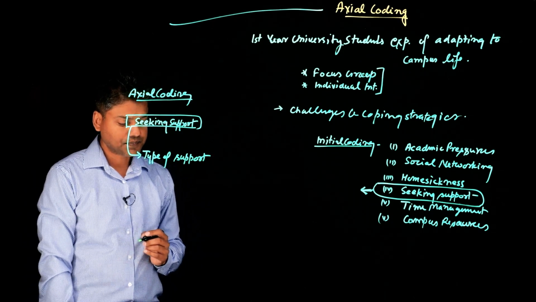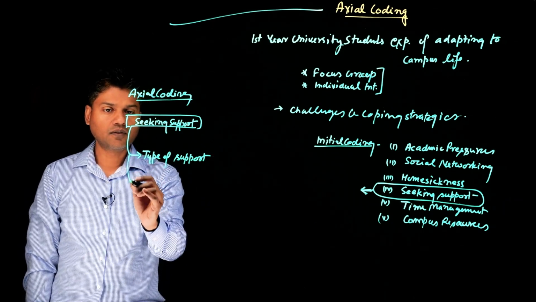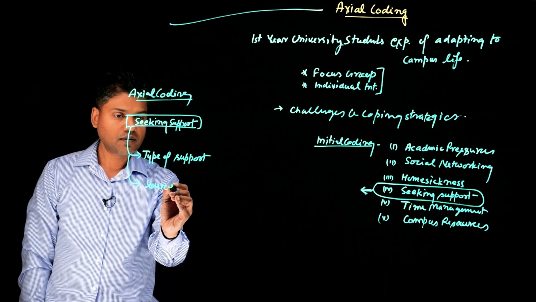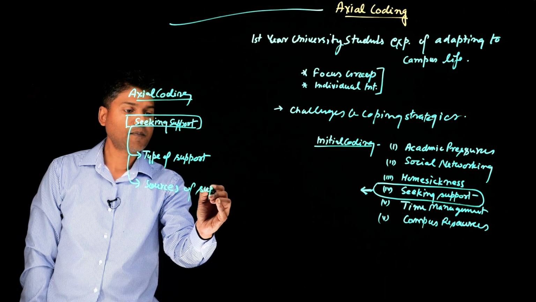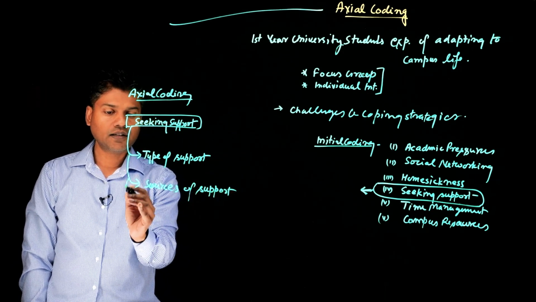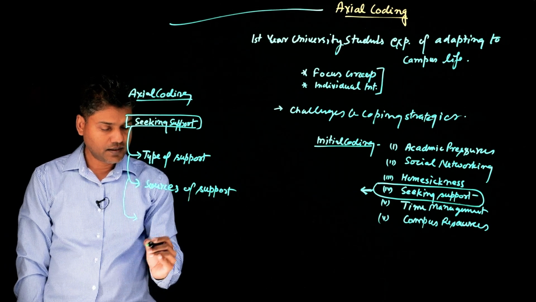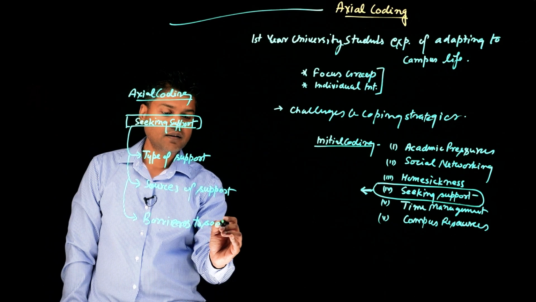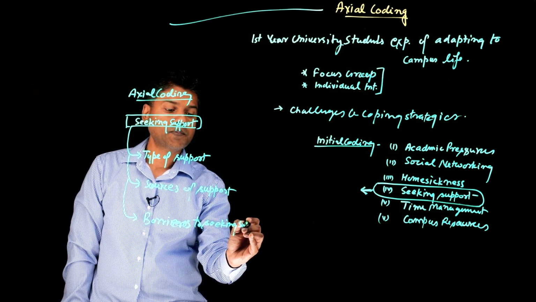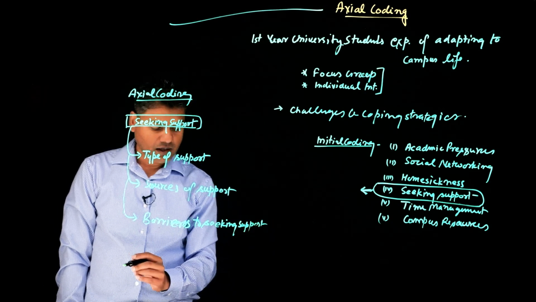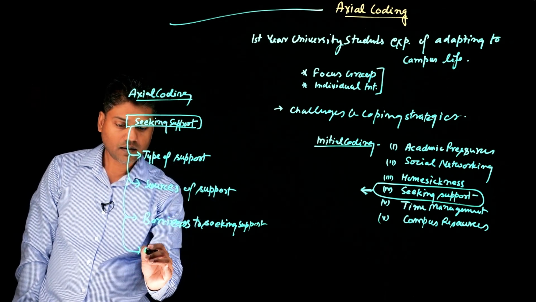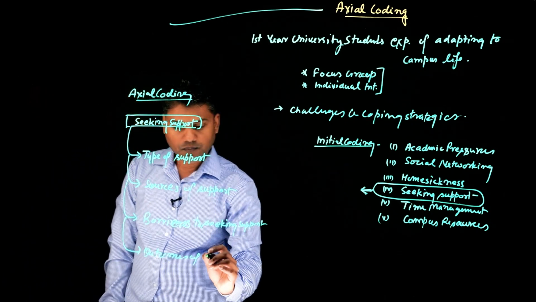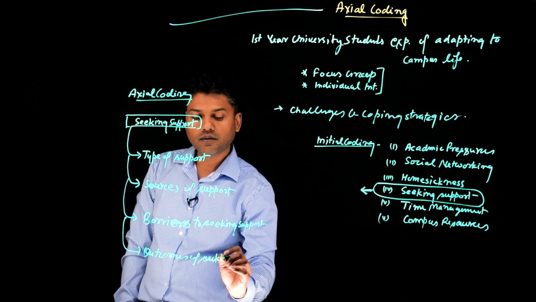What type of support? The second subcategory could be sources of support. And let's say the third subcategory is barriers to seeking support. And finally, outcomes of seeking support.